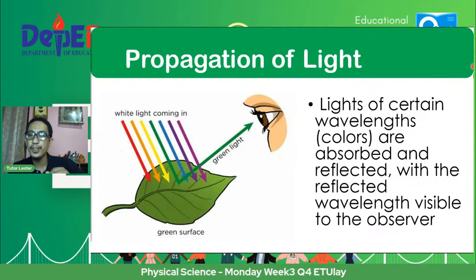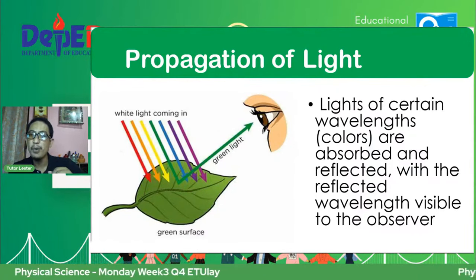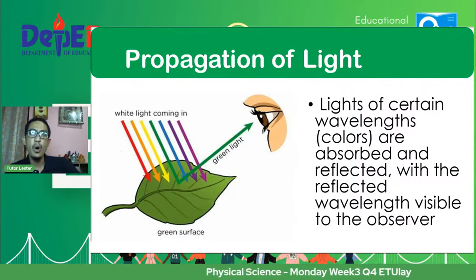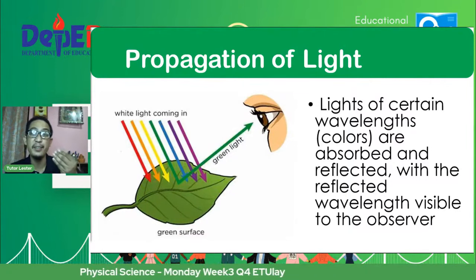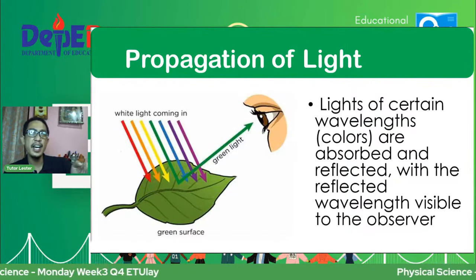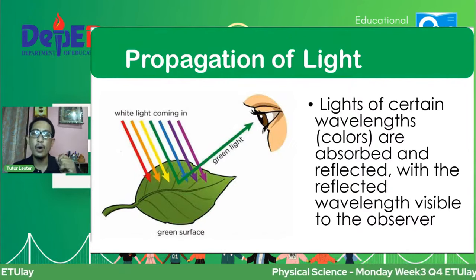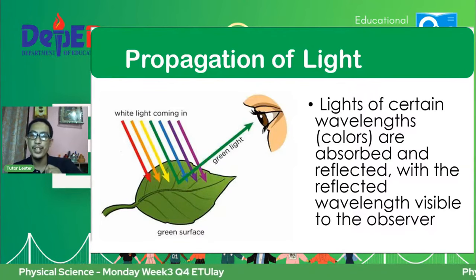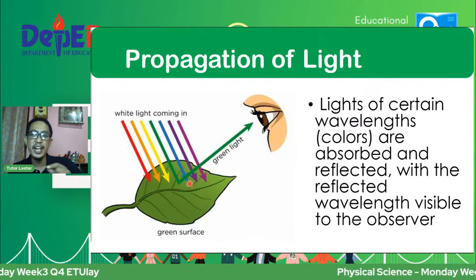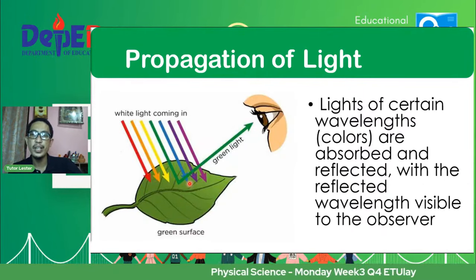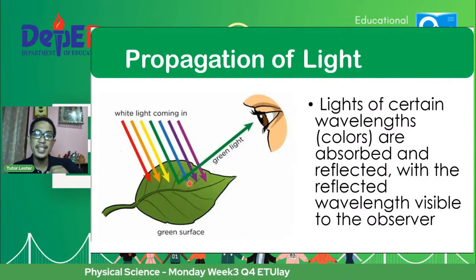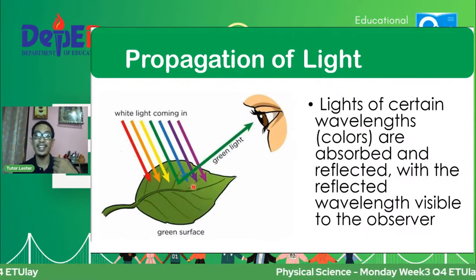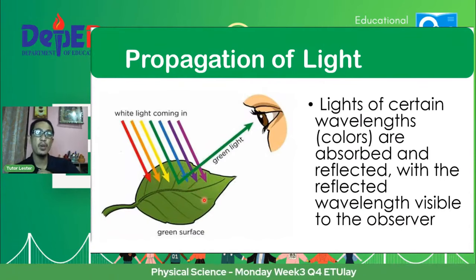For example, if we are seeing an object as white, it means that all the colors are reflected. If we are seeing a black object, that means that all the wavelengths or colors of white light are absorbed by that particular object. If we are seeing an object to be green, for example leaves, that means that all the other wavelengths are absorbed by the object while the green wavelength is reflected and is visible to our eye.